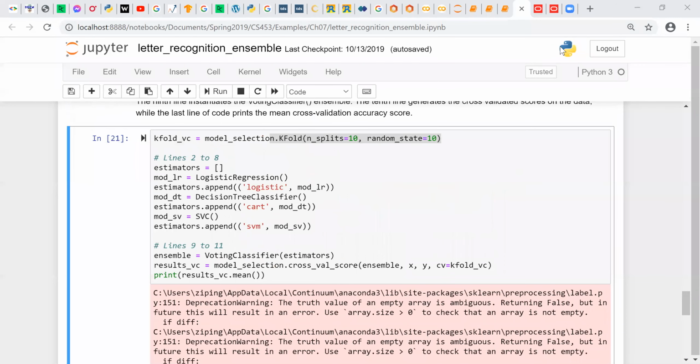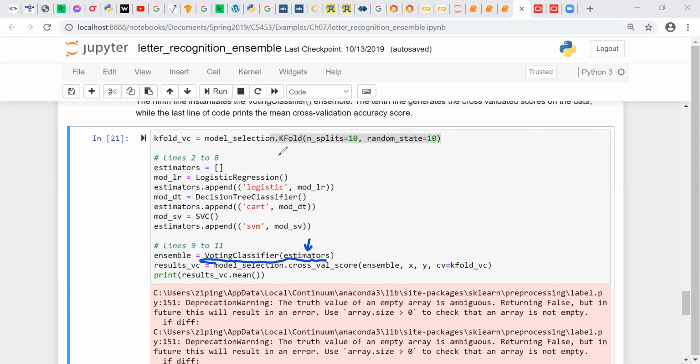So for the voting classifier, if you want to use multiple different learning models, you can use the voting classifier, because what you can plug in is a list of learning models.